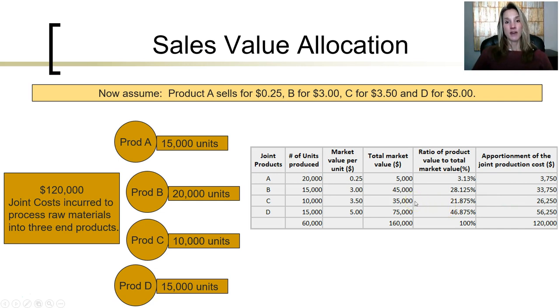C, 35,000 sales value divided by total sales value of 160,000, 21.875% of the joint cost, or 21.875% times 120,000, $26,250. And finally, product D, 75,000 sales value out of the total sales value of 160,000, 46.875%. That's the portion of the joint cost of 120,000 that will be allocated to product D.